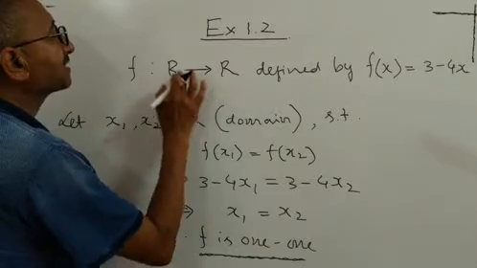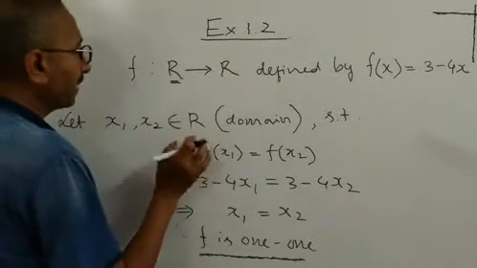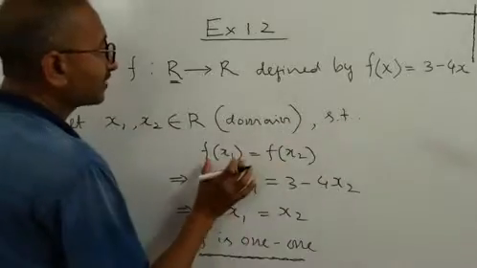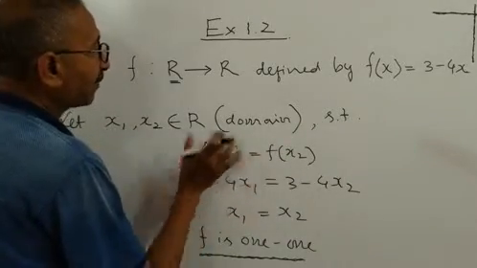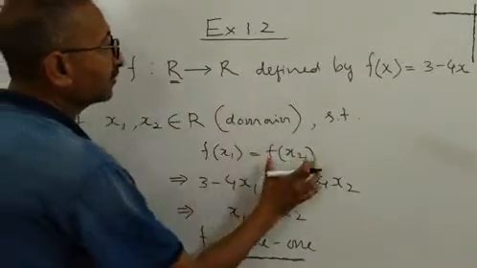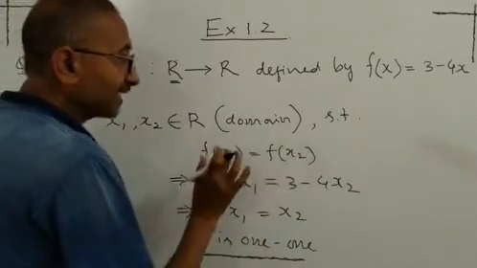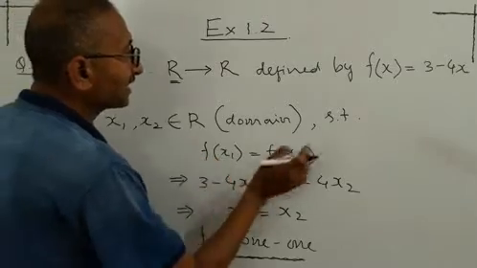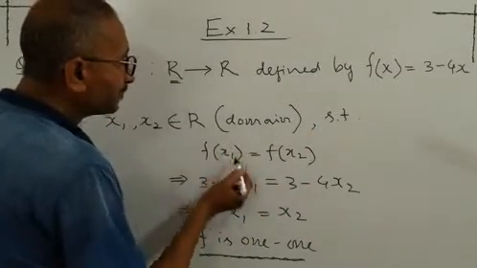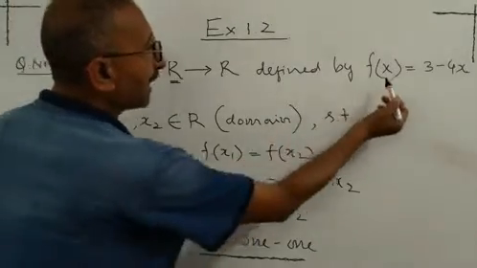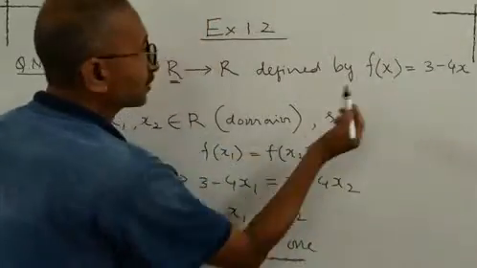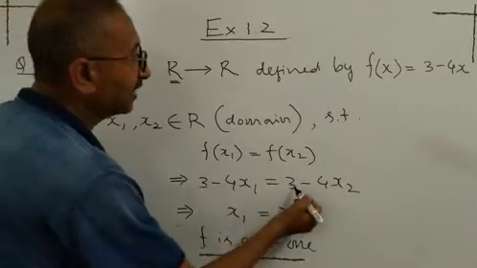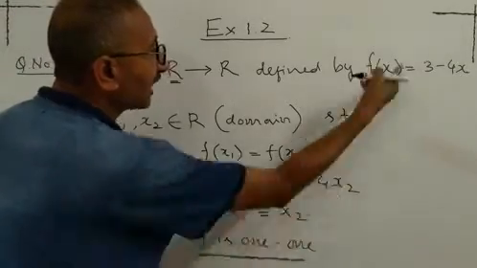Now what I have done is take two elements of this R, the domain, and this is the codomain. So I have written: let x1, x2 belong to R such that f(x1) = f(x2), the images are equal. If the images are equal, then the elements have to be equal for it to be a one-one function. Using the definition f(x) = 3 - 4x, f(x1) = 3 - 4x1 and f(x2) = 3 - 4x2.